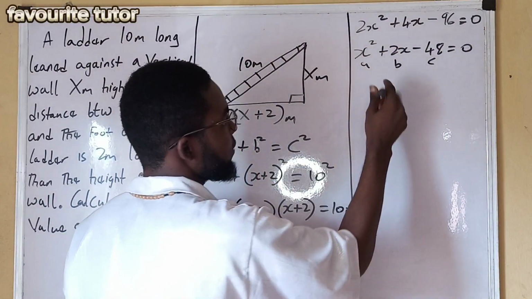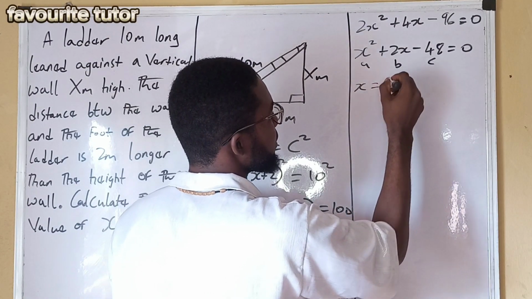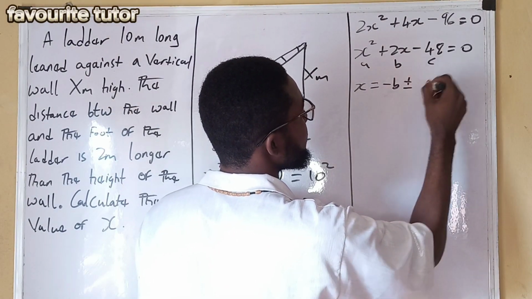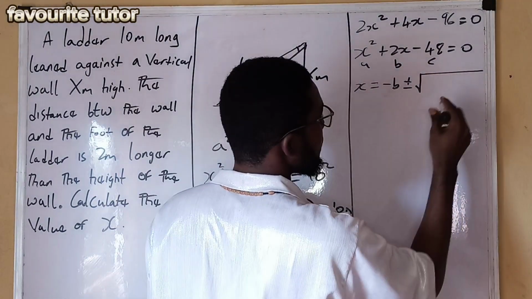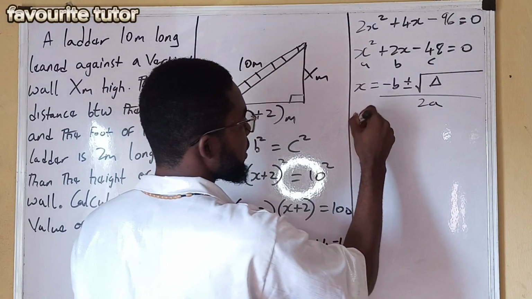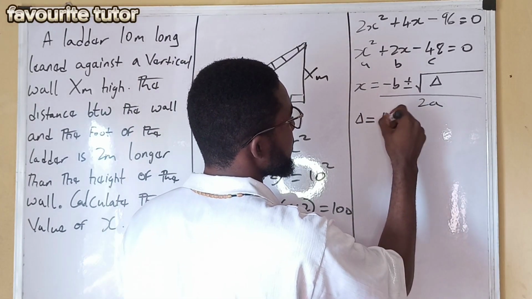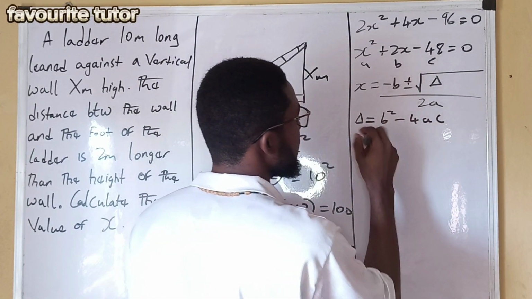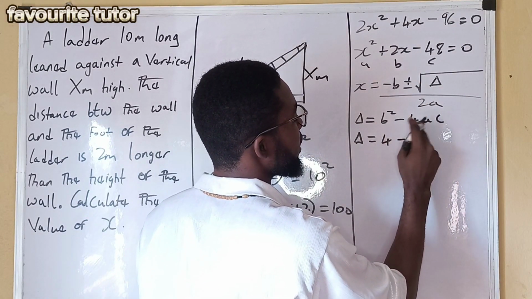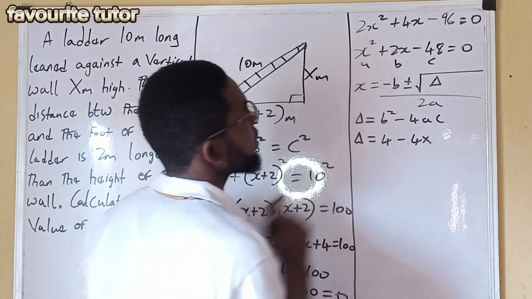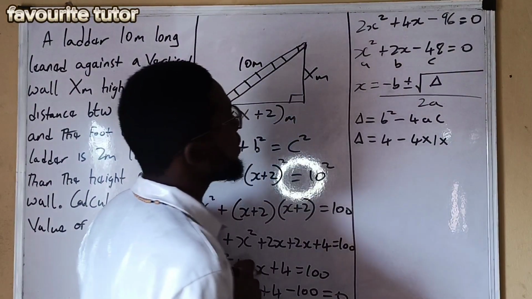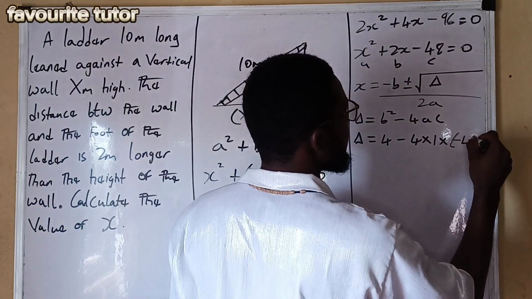I use the quadratic formula. x equals minus b plus or minus the square root of the discriminant, all over 2a. The discriminant is b squared minus 4ac. So I have b squared, that is 2 squared, which is 4, minus 4 times a, which is 1, times c, which is minus 48.